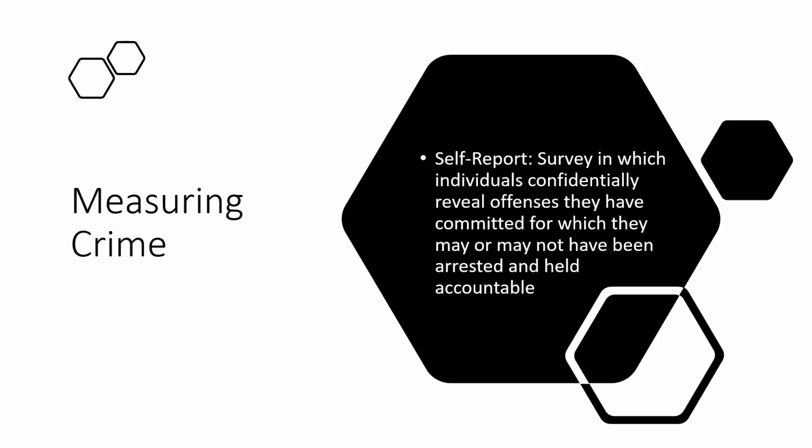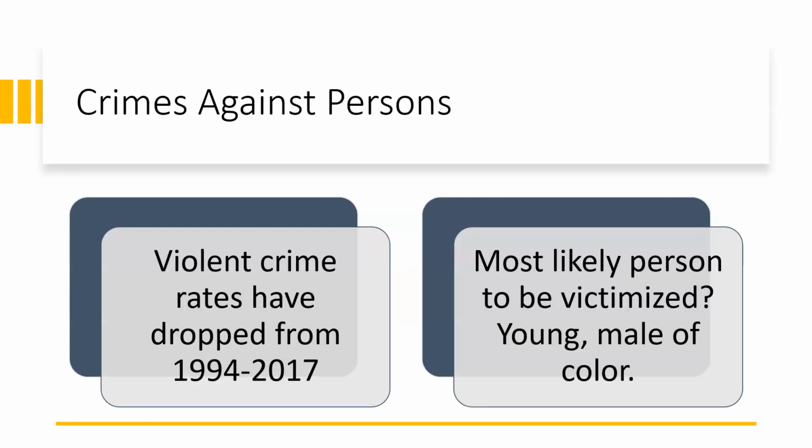So those are probably the three big ones: the Uniform Crime Report, self-report studies, and the National Crime Victimization Survey. These are all tools for us to measure crime. So this chapter also talks a little bit about the types of crimes. So, crimes against persons. These are typically going to be violent crimes. That word did not want to come out of my mouth for some reason.